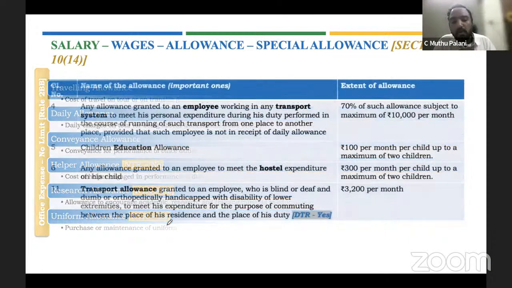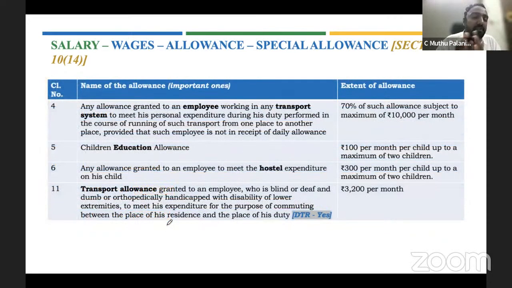So now we'll move on to the important clauses of personal allowances. Personal allowance out of special allowance. What we discussed in the previous slide is office expenses. Now what we are going to discuss is personal expenses. For personal expenses, we said there will be a limit. There are around 15-20 special allowances for personal expenses.